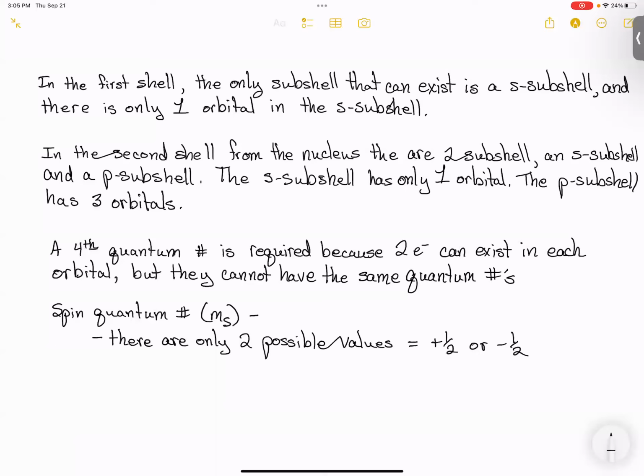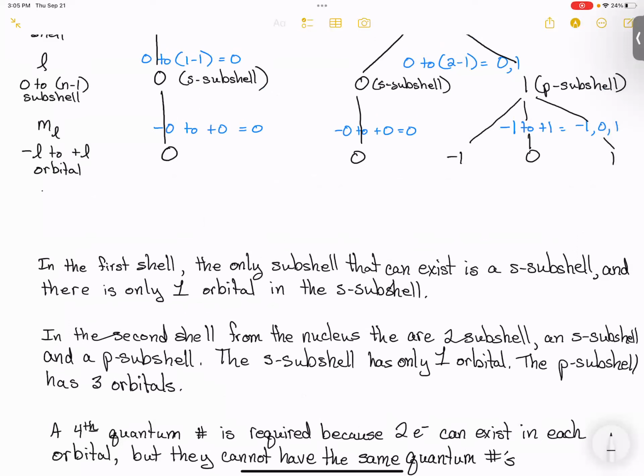So if we're going back up here to my original, and I add an M sub S of a +1/2 or -1/2, which is my spin quantum number, then for each of these orbitals, because each orbital can have 2 electrons, in each orbital you'll have a +1/2 and a -1/2. For the 2s, you'll have a +1/2 and a -1/2. For each of the 2p's, you'll have a +1/2 or a -1/2.